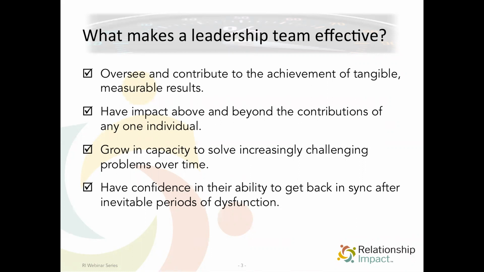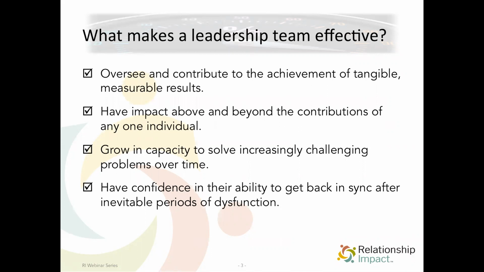Third, and this is really, really important, we see this as we work with teams over time, hopefully: the team grows in capacity to solve more challenging problems as they work together and build their capabilities, individually and collectively, to work more effectively as a team. So they're able to solve more complex, more significant challenges over time.